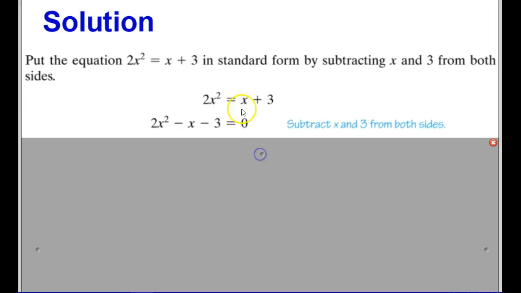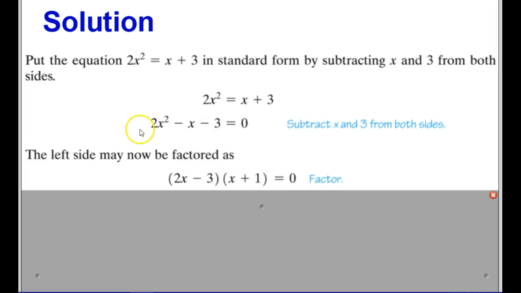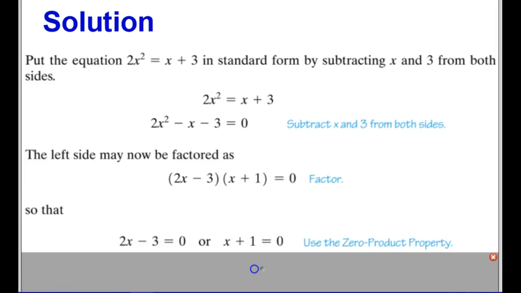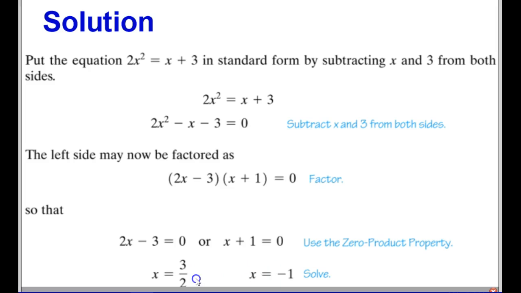So now I subtract the x and the 3 from both sides, so I end up with 2x squared minus x minus 3. From here I can factor this out. I want to come up with the factors of 2 and the factors of 3 and see how I can break this down into chunks. Once we're factored, I can set each piece equal to 0 and solve for my x values. These would be the solutions to my quadratic equation.